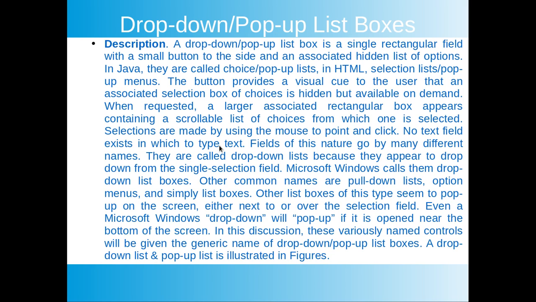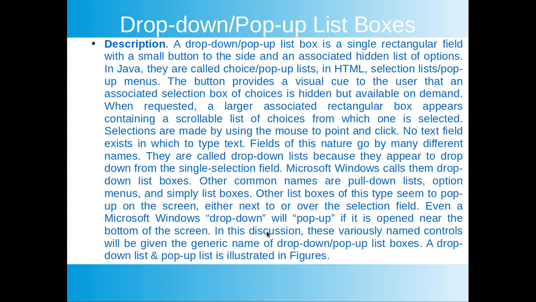Fields of this nature go by many different names. They are called drop-down lists because they appear to drop down from the single selection field. Microsoft Windows calls them drop-down list boxes. Other common names are pull-down lists, option menus, and simply list boxes. Other list boxes of this type seem to pop up on the screen, either next to or over the selection field. Even the Microsoft Windows drop-down will pop up if it is open near the bottom of the screen. In this discussion, these variously named controls will be given the generic name of drop-down or pop-up list boxes.